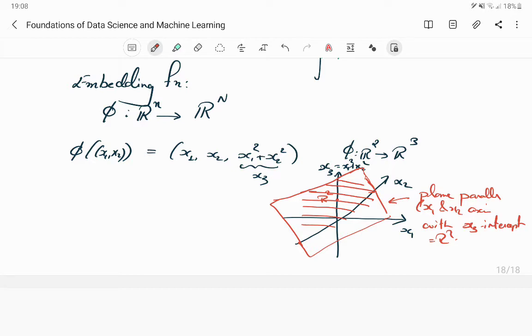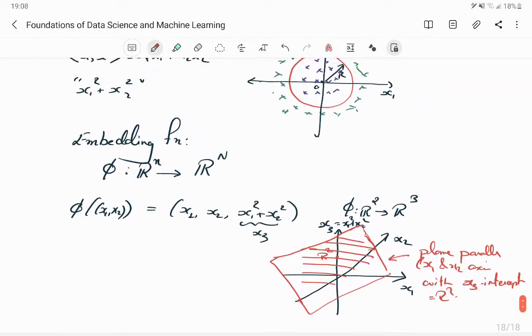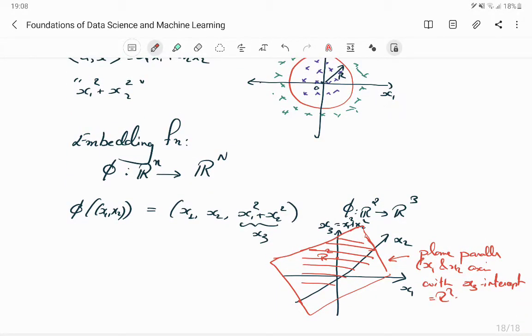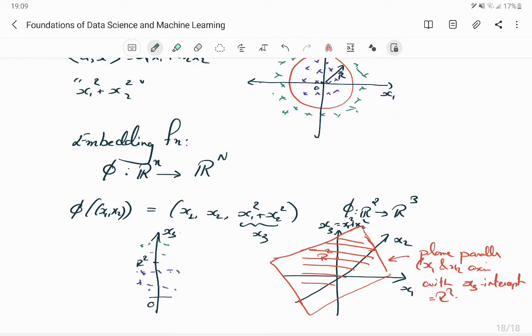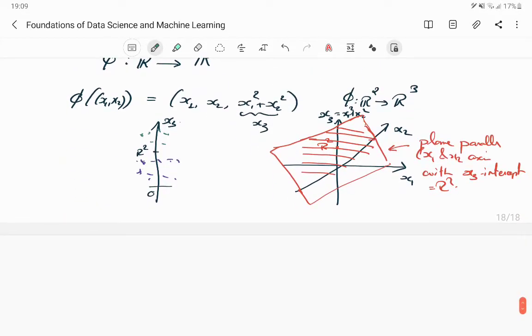Why? Because all the blue points are going to lie below this plane, because their x1 squared plus x2 squared value is less than r squared, and all the green points are going to lie above this plane. If I draw it, it might look cluttered. I should have just drawn the x3 axis, and then it would have been clearer. So if I just drew the x3 axis, and let's say this is 0 and this is r squared, all your blue points are going to be below this plane, and all your green points are going to be above it. So what you have is a linear separator after you do the embedding.